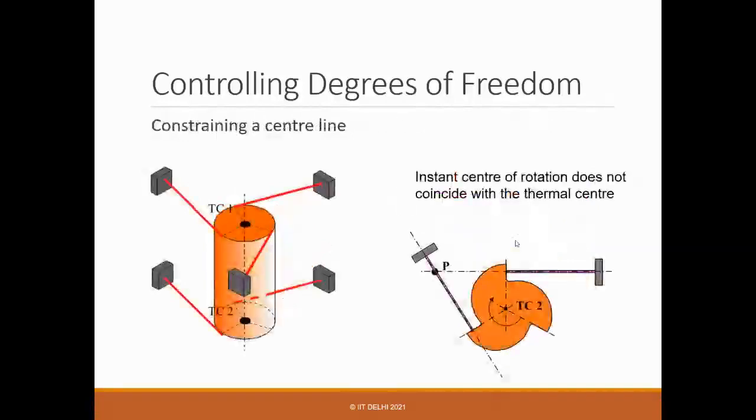Likewise, you can have a cylindrical surface also, a bar constraint, 3 plus 2, 5 constraints again, and it will be able to provide the thermal constraint. Of course, what you see, the thermal center is here, but it's different from the point of rotation. Instant center of rotation, they don't coincide. So that can give some problem.